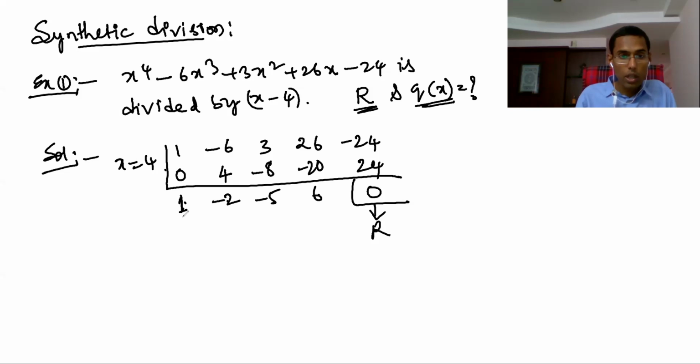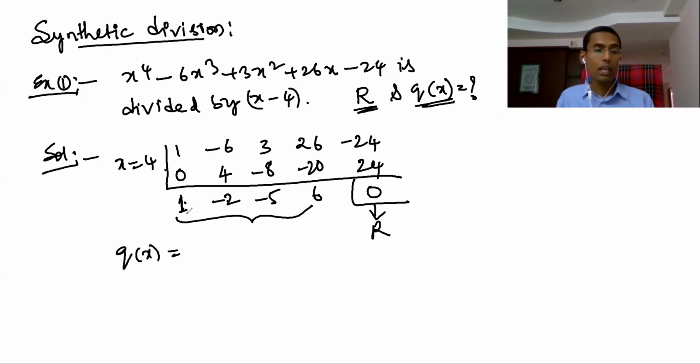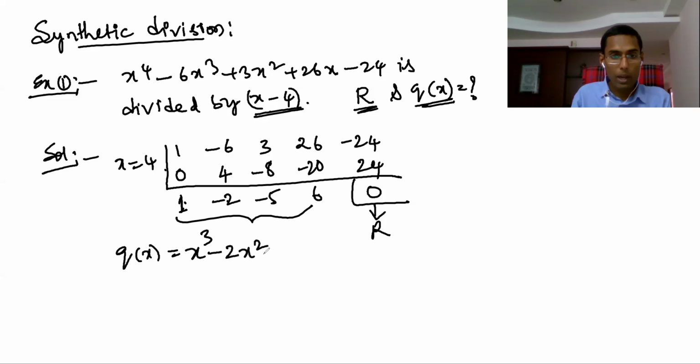This last part is 0, and the other part is the quotient. Here I am writing q of x because we divided a fourth degree polynomial by a linear one. Fourth degree divided by first degree, obviously we get third degree. The quotient is x cube minus 2x square minus 5x plus 6. And the remainder, in this case, we got 0.